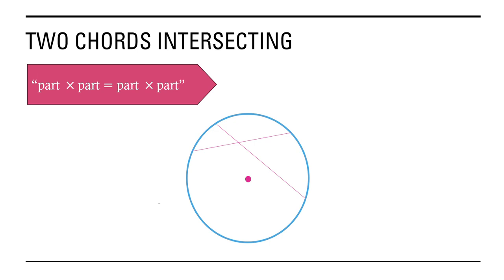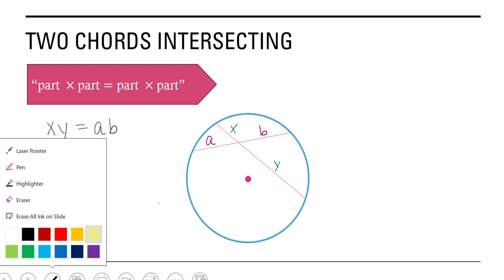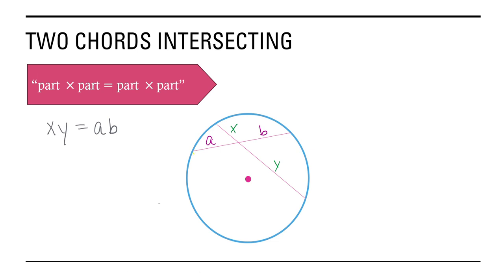So if I have 2 chords that are intersecting, I'm going to go ahead and label the parts of my chords. These are the line segments that are created by those 2 crossing chords. The way I can find my missing lengths is I can do part times part equals part times part. And when I set this up, I just want to really make sure that my one line segment stays on one side of the equal sign and my other line segment stays on the other side of the equal sign.